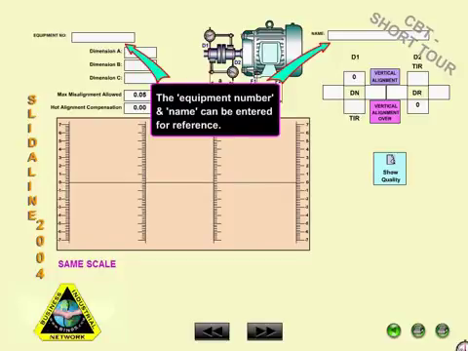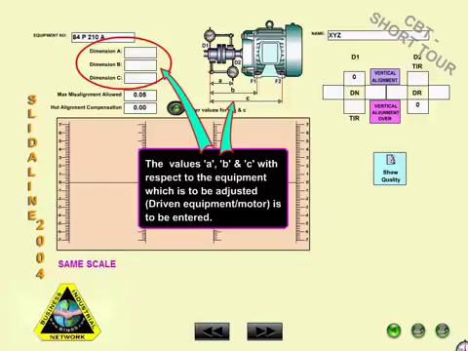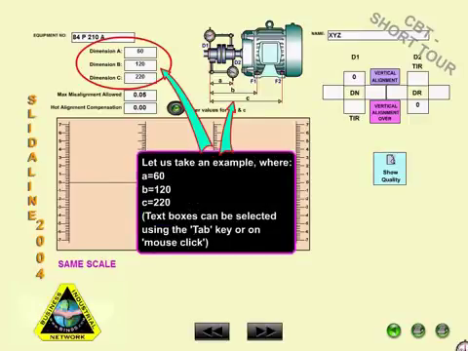The equipment number and name can be entered for reference. The maximum misalignment allowed is set to 0.05 millimeters, and hot alignment compensation is set at 0 millimeters. If required, the user can enter the desired values. The values A, B, and C with respect to the equipment which is to be adjusted are to be entered here. Let us take an example where A equals 60, B equals 120, C equals 220.